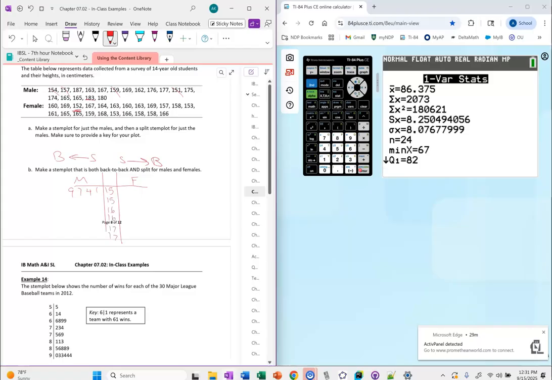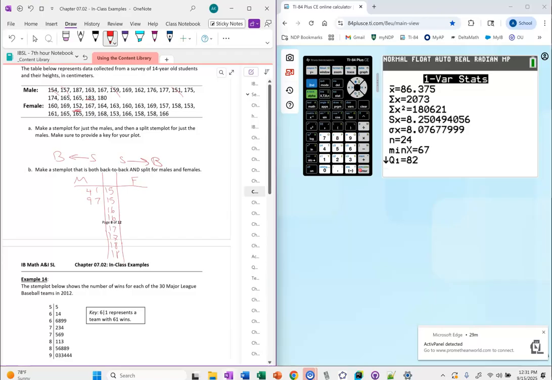So when you split it, you're just adding a second stem. So I would do 0 through 4 on the first 15 and then 5 through 9 on the second 15. I'm going to stop here because quite frankly, the rest of this is all the same. Is everybody okay?